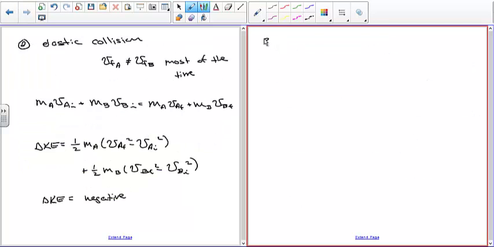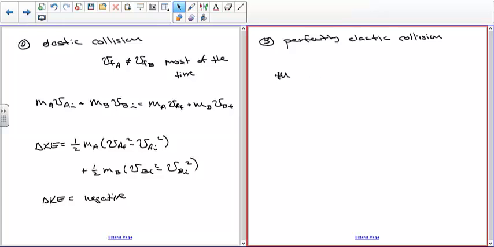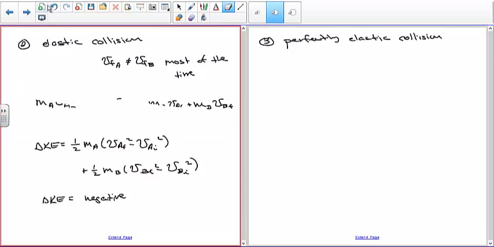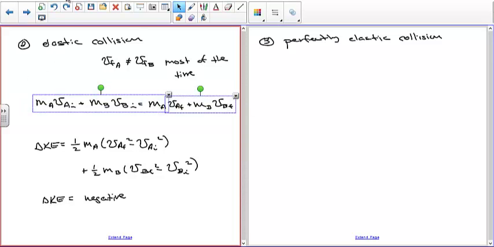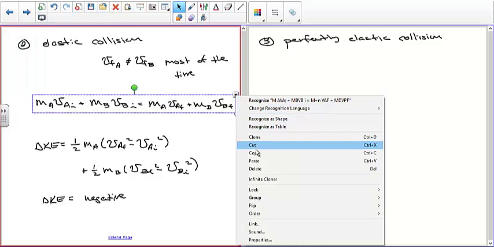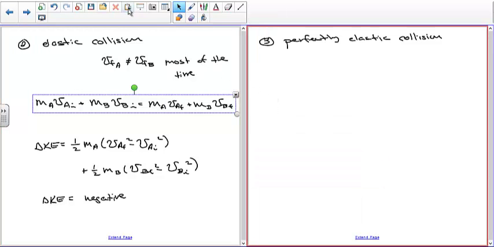Then you have the perfectly elastic collision. So this would be ideal springs or maybe a magnetic field. Again, the conservation of momentum equation looks exactly the same. So I'm just going to copy that over. Let's group those together. Copy it. Paste it. Okay, so there it is.